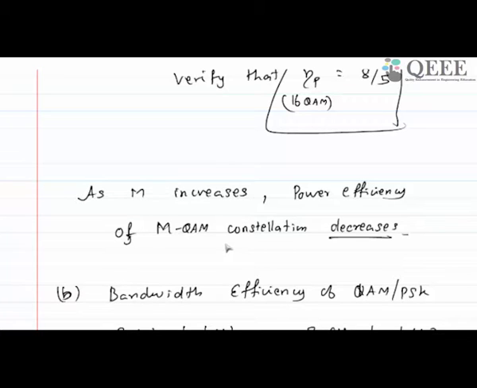But now if I change to 64 QAM, to get the same error performance, I have to spend a lot more power, because the power efficiency of the constellation is coming down. To meet the same error performance, I will be spending a lot more power.